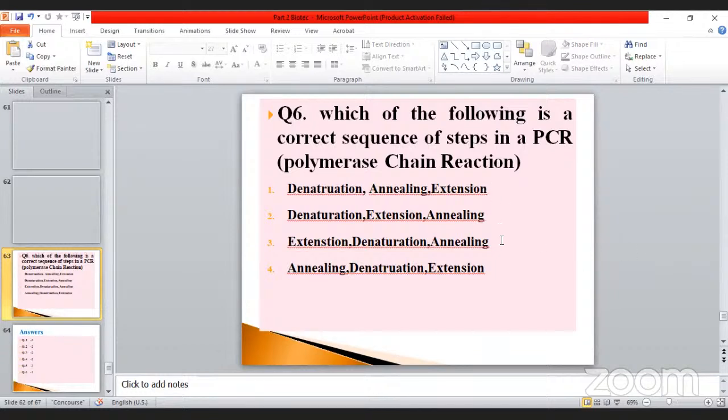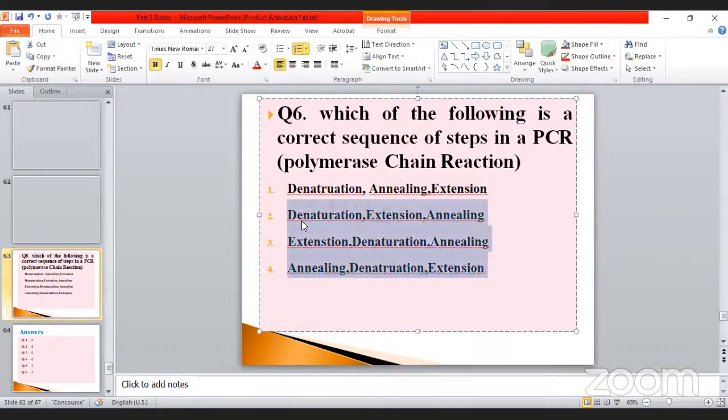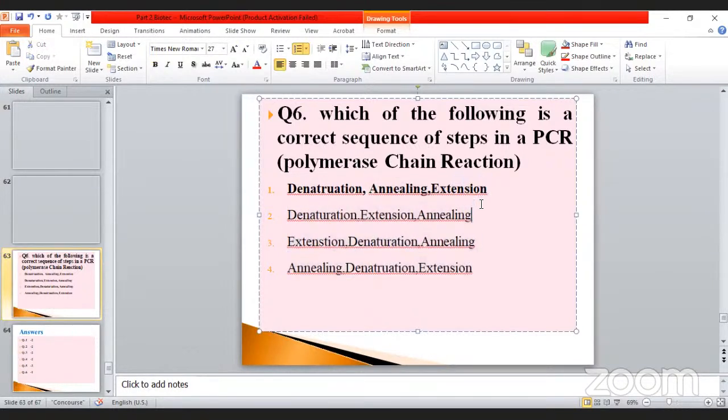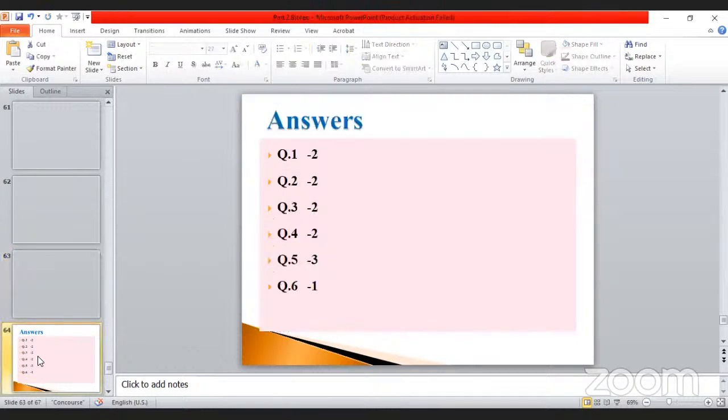Which one is the correct one, my dear? Denaturation, annealing, extension. Yes, this is the first. This is the correct sequence of steps involved in PCR. Okay. Don't forget, my dears.